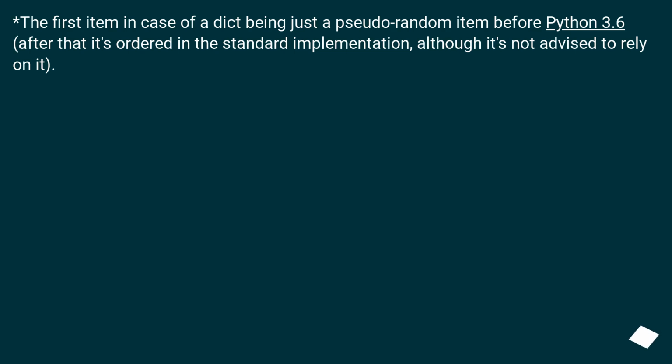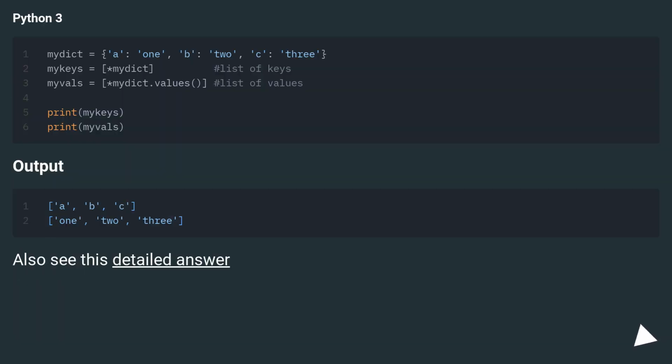The first item in case of a dict being just a pseudorandom item before Python 3.6, after that it's ordered in the standard implementation, although it's not advised to rely on it. Python 3. Output. Also see this detailed answer.